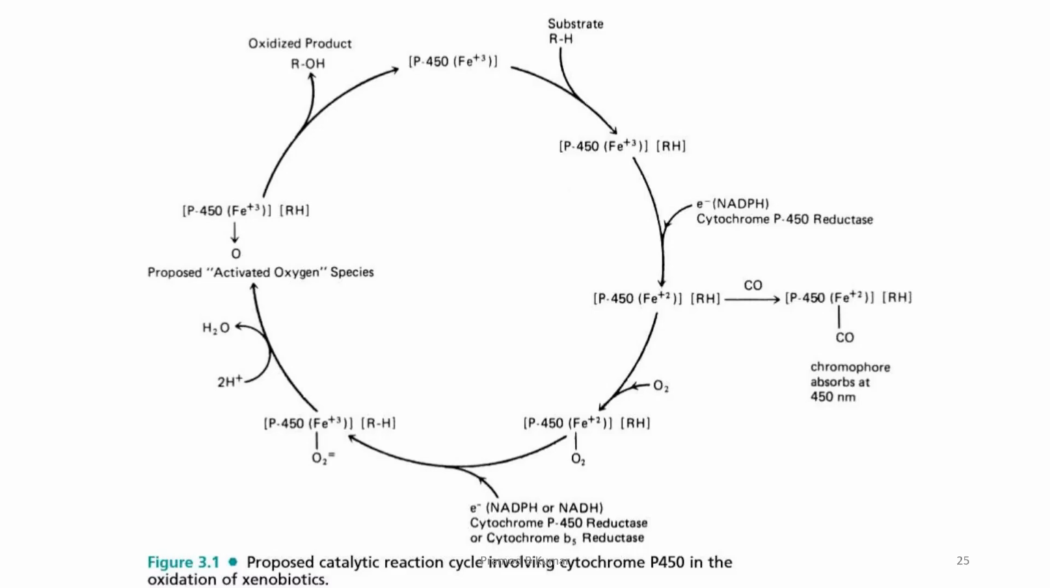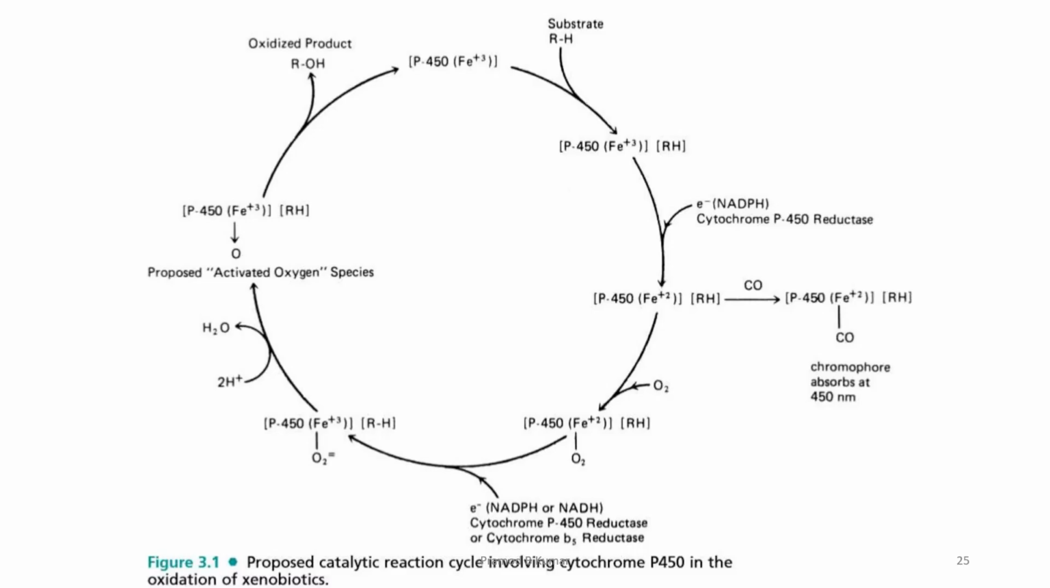And some part of this cytochrome P450 Fe+2 combines with carbon monoxide, which is present in our blood, and forms a complex, that is CO cytochrome P450, the reduced form, which gives a chromophoric absorption at 450 nanometers. Okay, so this is one thing that is happening. Till now there was no oxygen. Once oxygen gets added to this system, you get the next form.